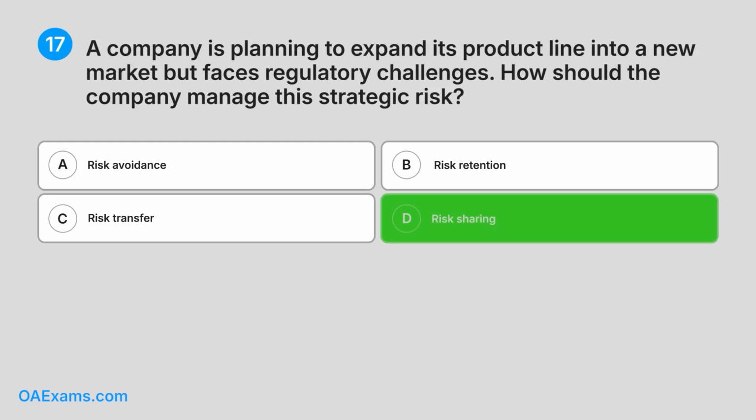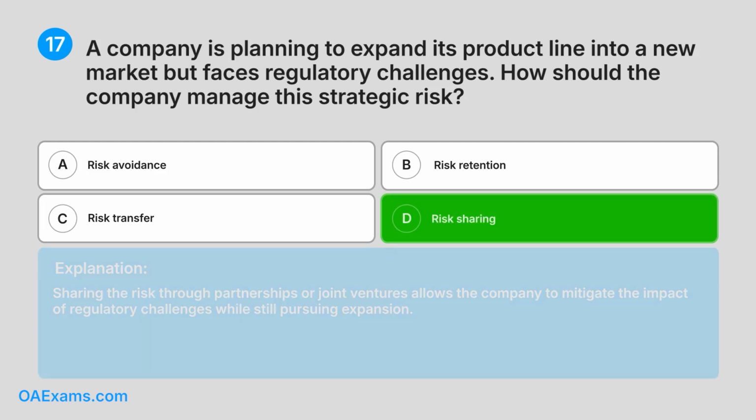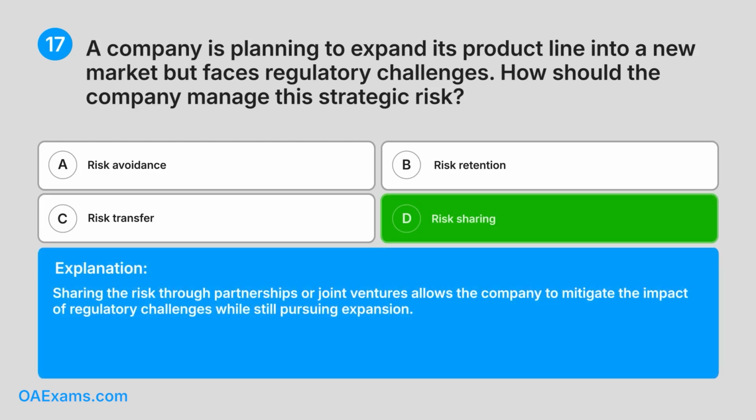Correct answer. D. Risk sharing. Explanation. Sharing the risk through partnerships or joint ventures allows the company to mitigate the impact of regulatory challenges while still pursuing expansion.